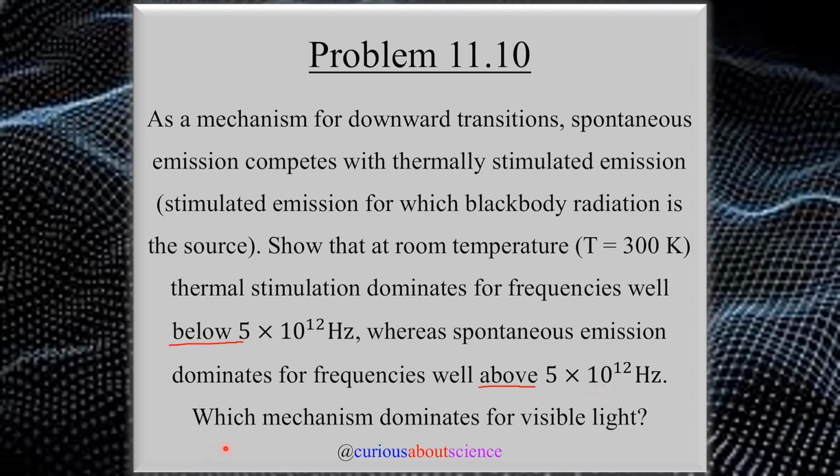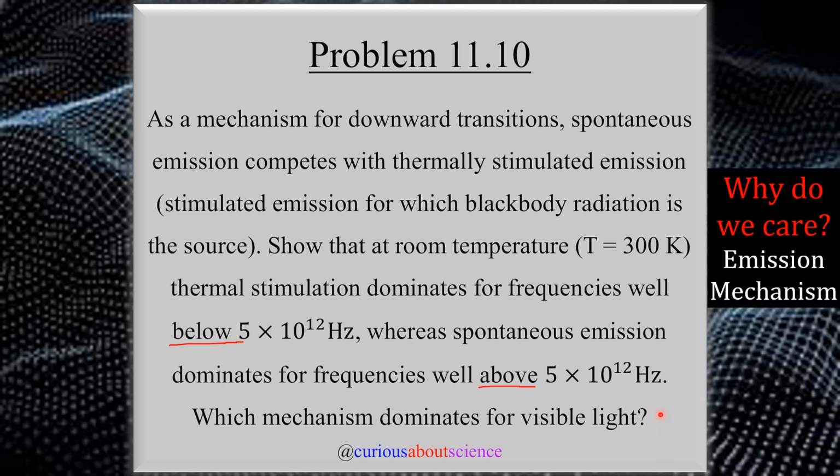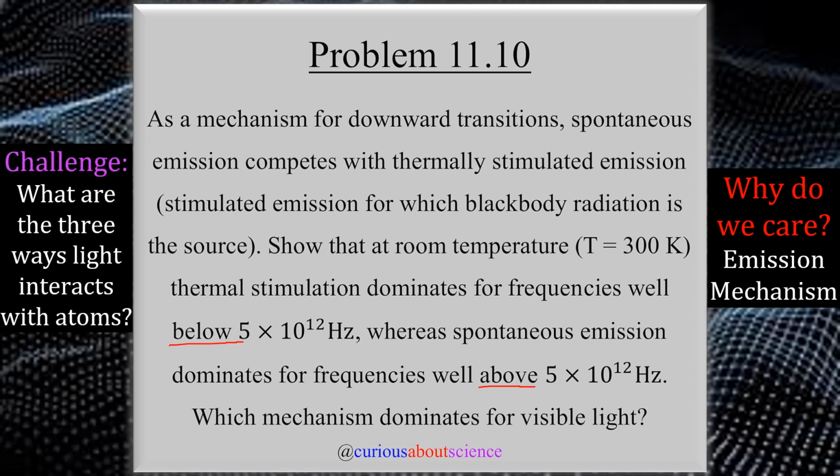So for that then, which mechanism dominates for visible light? You may have insight on this if you've done modern physics, but we'll see how this comes together all at once. So why do we care? Well, it's because of the emission mechanisms. We're trying to look at what does what and where, not just that it happens. That being said, the challenge for you is: what are the three ways light interacts with atoms? Now there's a couple caveats there if you read a couple of papers, but there's three basic ones that we're interested in. This is a pretty short problem, but the PDF is still available if you want it. Just comment for the link or go to the Patreon page and you'll find it there.